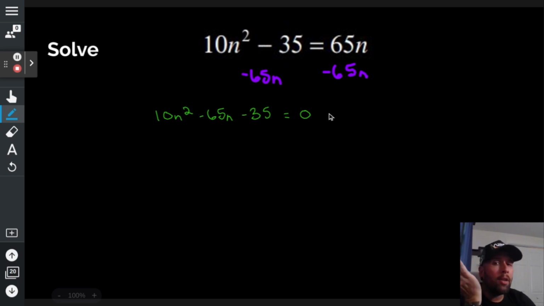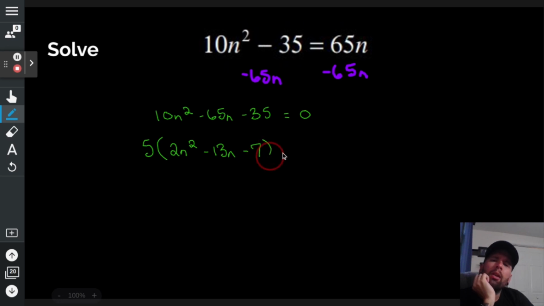I have a 5 in common in all three of them, so let's factor that out. Let's factor out a 5. If I divide 5 from 10, that's 2n squared. If I divide a 5 from negative 65, it's negative 13n. And if I divide a 5 from negative 35, that's going to be negative 7 equals 0. Let's see if I can factor that guy in there. I'm pretty sure I can. And if I can't, there's something that I could do, but I don't think I need to worry about that.